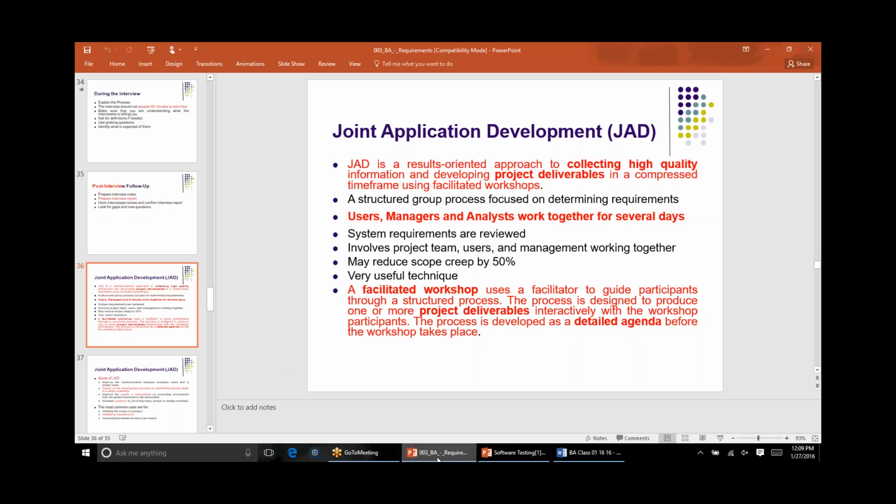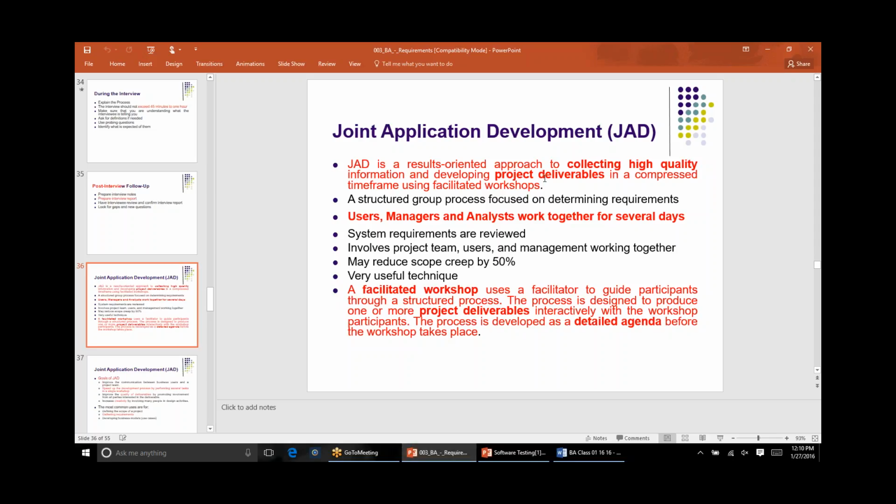This is where we left yesterday. Today we're going to talk about a concept called JAD, or Joint Application Development. Understanding joint application development, what does this actually mean?